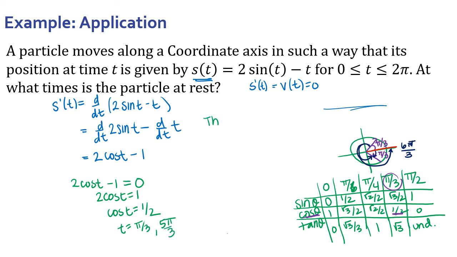So we can say the particle is at rest at time t equals pi over 3 and 5 pi over 3. The problem did not tell us the units.